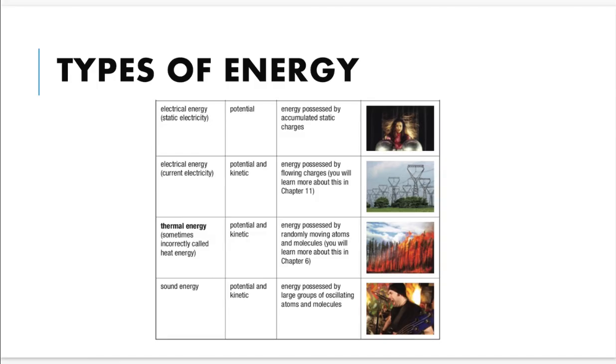Thermal energy is sometimes incorrectly called heat energy. It is potential and kinetic energy, and it's energy possessed by randomly moving atoms and molecules, which we will learn about shortly. Sound energy is potential and kinetic. It's energy possessed by large groups of oscillating atoms and molecules.